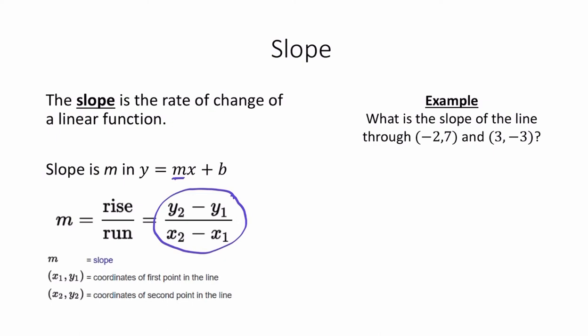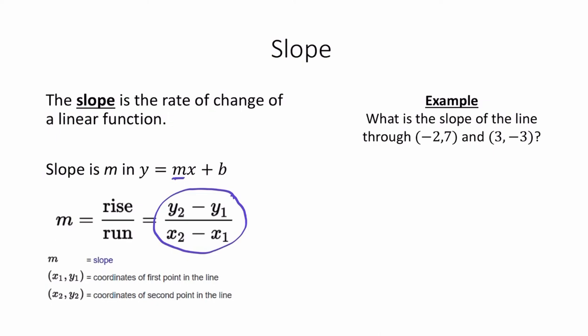And x1 and y1 are the coordinates of the first point on a line. x2 and y2 are the coordinates of a second point on the line. Remember, you only need 2 points to determine the slope of a line. So let's try using this formula with an example. What is the slope of the line through (-2, 7) and (3, -3)?